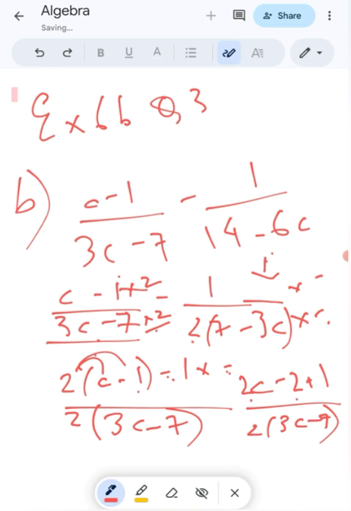So now what do I get as my final answer? 2c minus 1 upon 2 into 3c minus 7. Moving on.